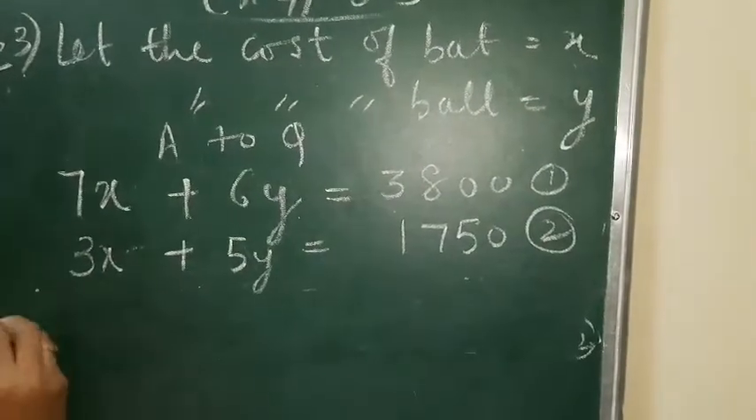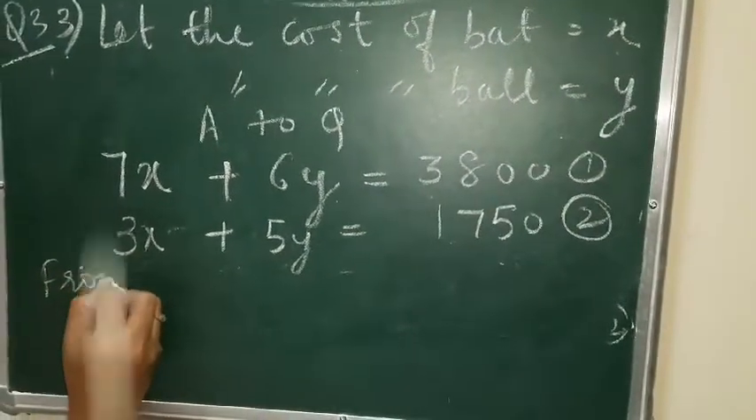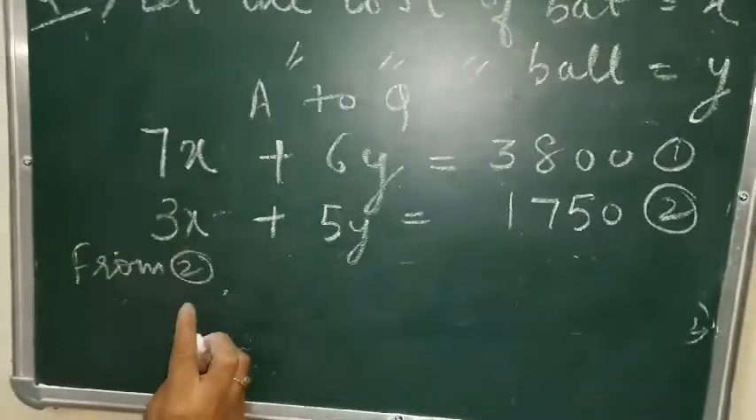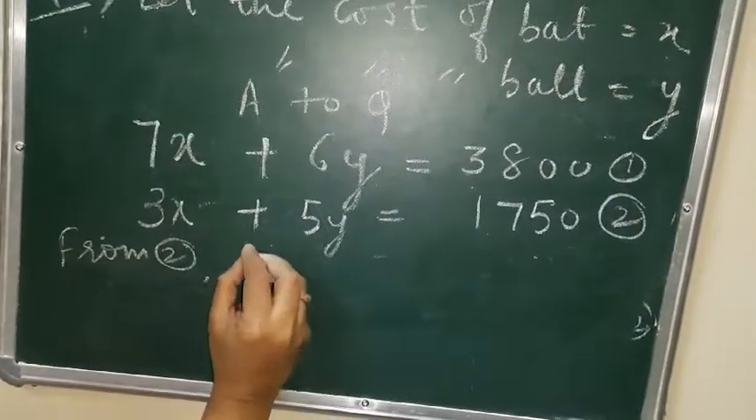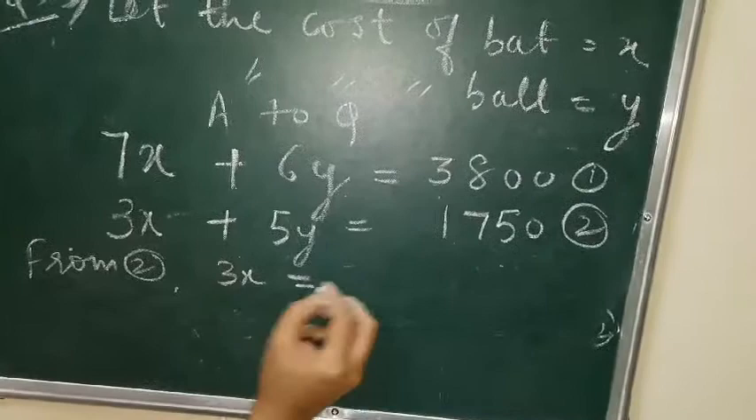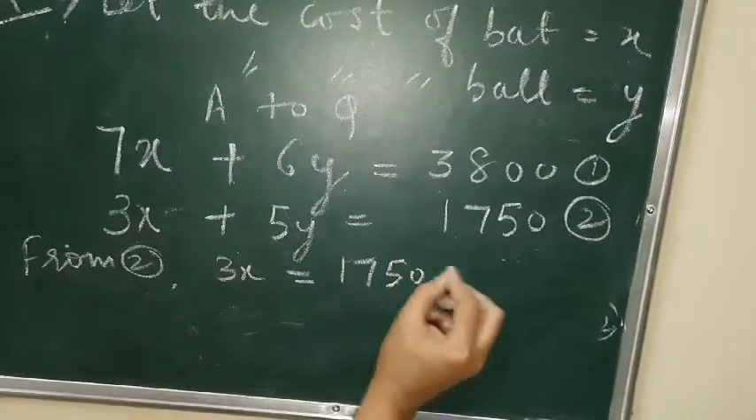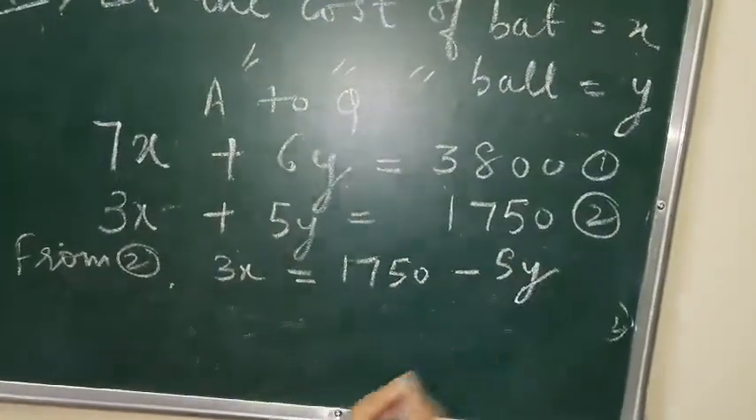So it's your choice. From any equation you can find the value of x or y. So I am finding from the second one. When we find from the second one, 3x will be put separately here and 5y will go to the right side with negative sign.